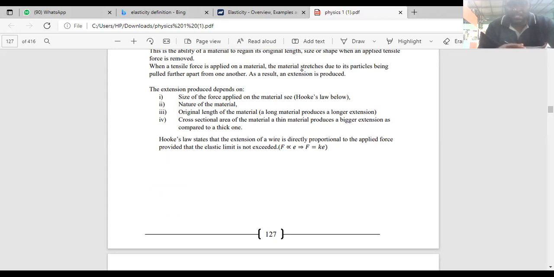Now, the extension produced depends on: one, the size of the force, that is according to Hooke's law; two, the nature of the material, which is normally the force constant; three, the original length you had; four, the cross-section area of the material, whereby thin materials produce longer extensions and thick materials produce shorter extensions.